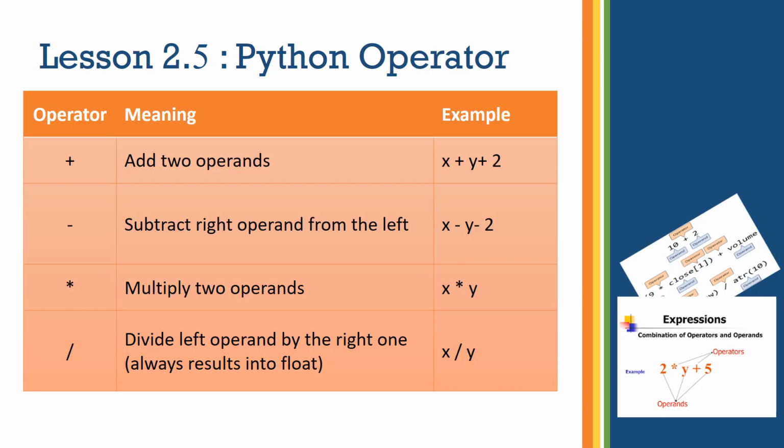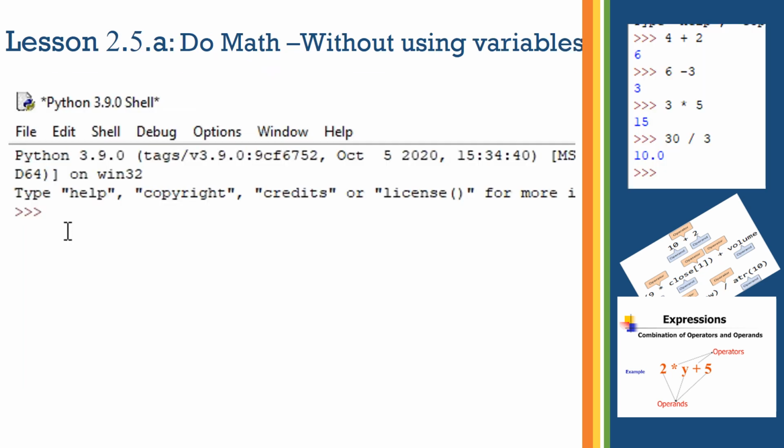Python operators are: plus to add two operands, minus to subtract the right operand from the left, star to multiply two operands, and slash to divide the left operand by the right one. In Python, doing math is simple. Just type any two numbers with an operator in between. Then press enter.